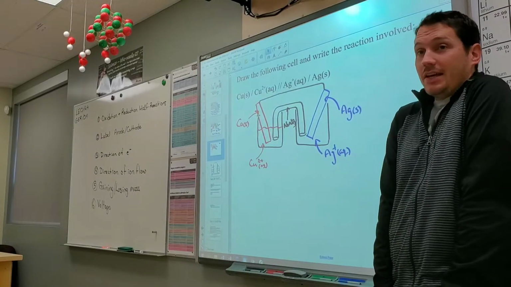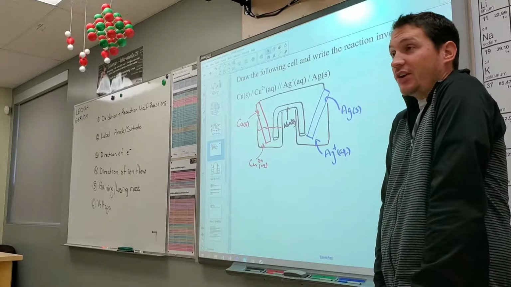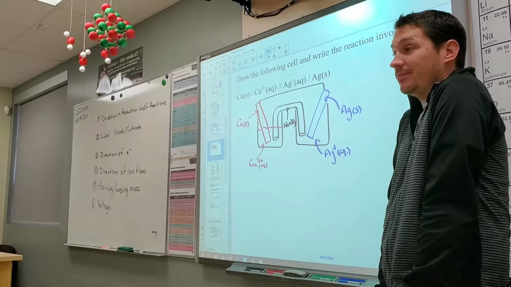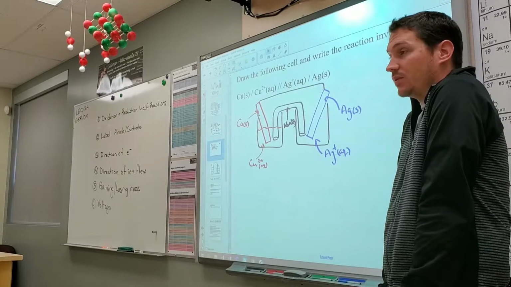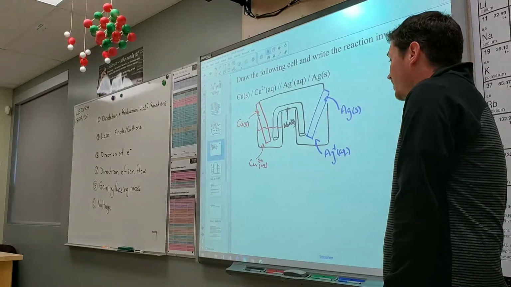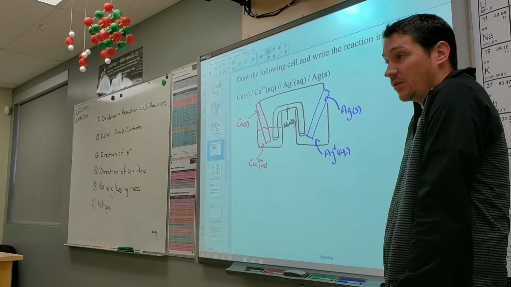Okay, well, what are all the things I could ask you about this cell? What's the first thing I could ask you? Yeah, I could ask you which one is the cathode and which one is the anode. First, I probably want to label the half reactions though.